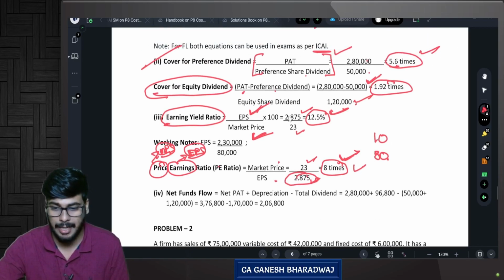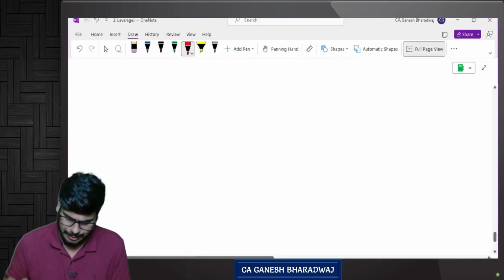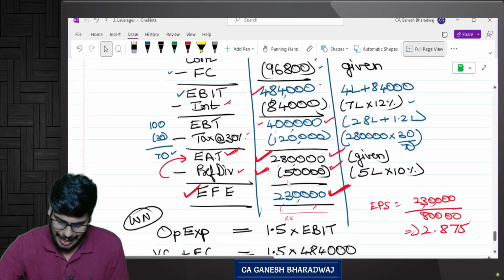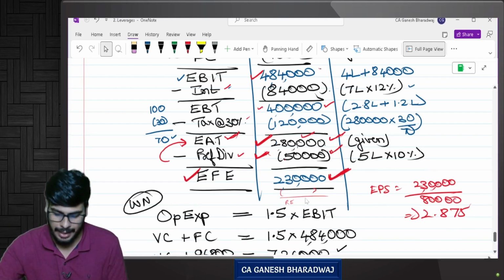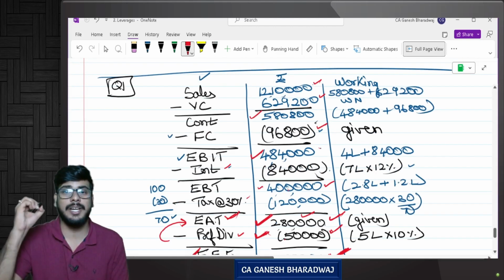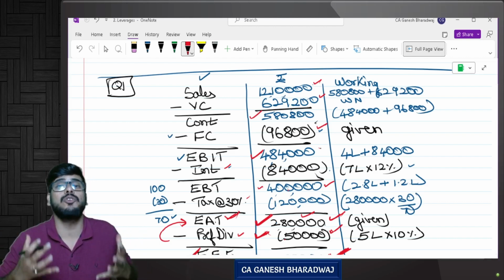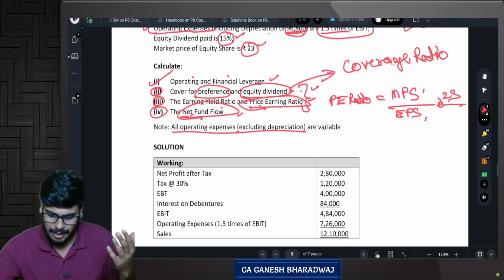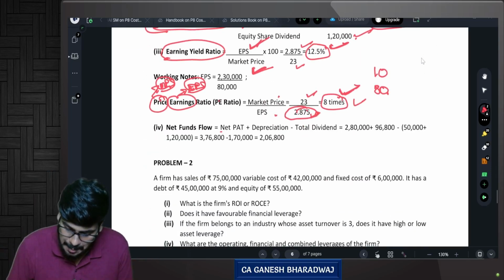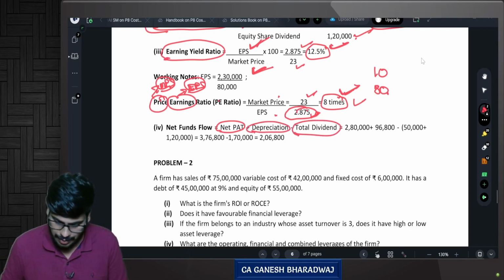Next, finally, what have they asked? Yes, the net fund flow they have asked. Now, guys, you tell me, earnings after tax, how much does the company have? 2,80,000. Now, out of this 2,80,000, not all the expenses are cash expenses, correct? So ideally speaking, this fixed cost of 96,800 is depreciation. So net fund flow means what? What is the amount of profit that is realized in cash? Very simple. Just see, it is logical. You can answer this logically. Look at this: net profit after tax, plus depreciation, minus the total dividend. Or in other words, they are starting from here.